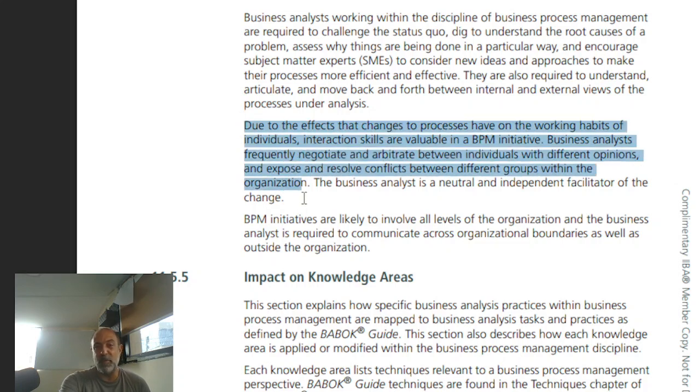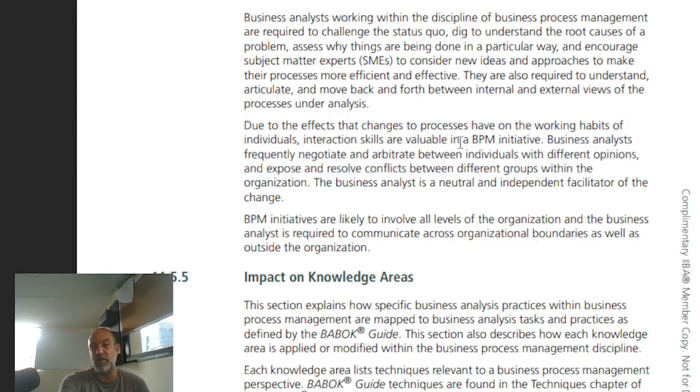So, due to the effects of changes of the process, like a process literally is, what am I doing for this outcome? A change in the process means habits change. And interactional skills are valuable in a BPM initiative. Why? Because you're telling people to change, and that's the hardest thing that people could ever do. They frequently negotiate and arbitrate between individuals and different opinions, and expose and resolve conflicts between different groups within the organization. And the business analyst is a neutral and independent facilitator of the change.